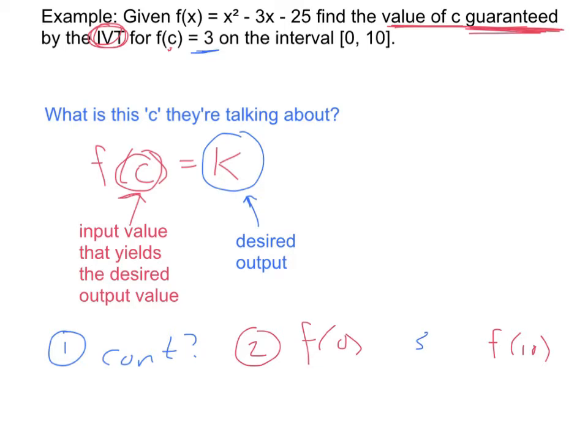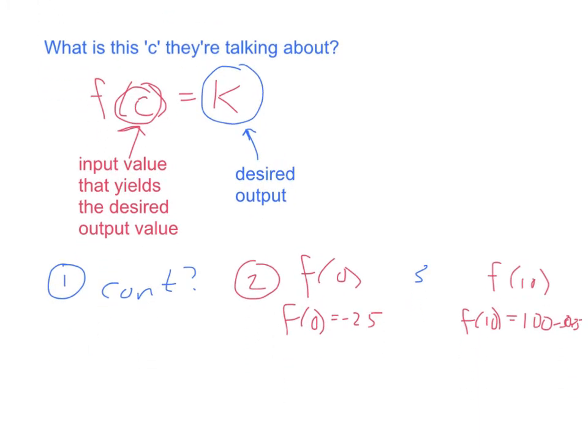So for f of 0, we find that f of 0 is negative 25. We find that f of 10 is 100 minus 30 minus 25. That got a little bit squished over there. It means that f of 10 is 45. Okay, 3 is definitely between negative 25 and positive 45. So because of that, the intermediate value theorem does apply.